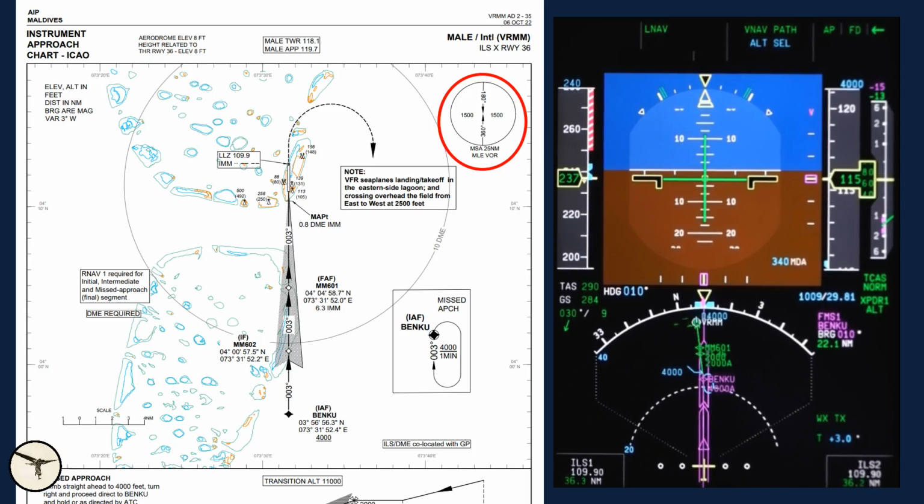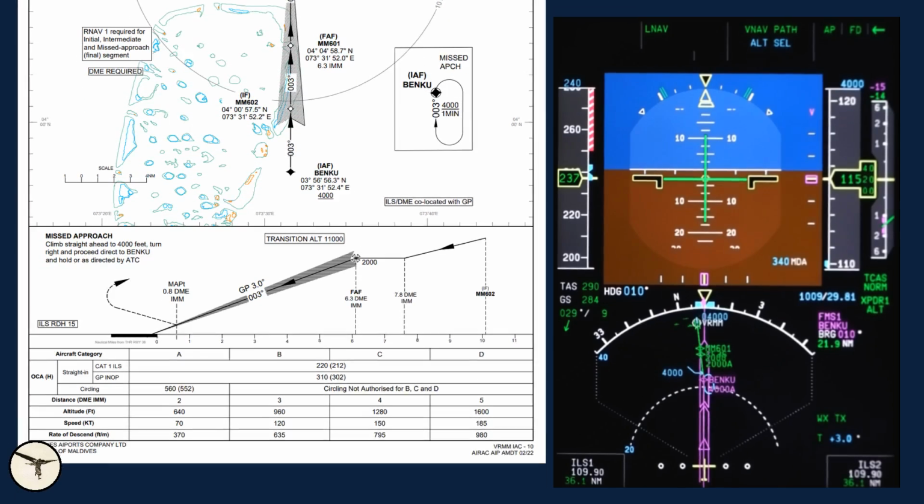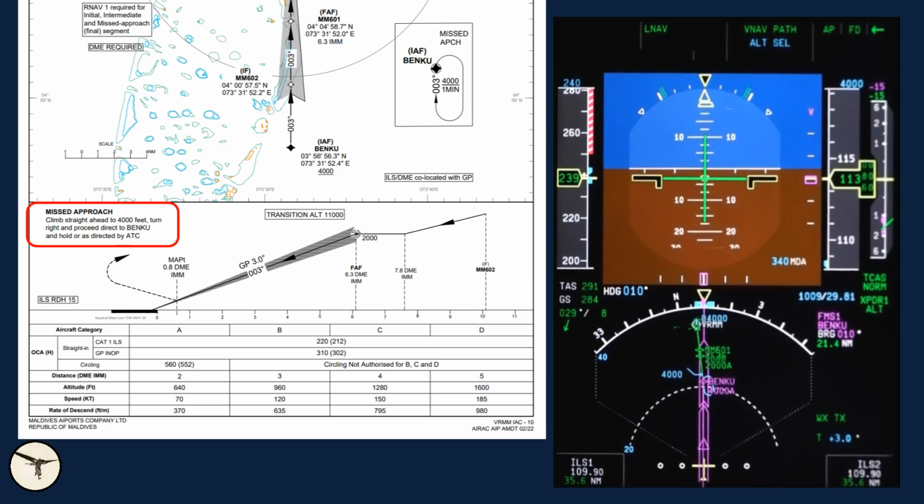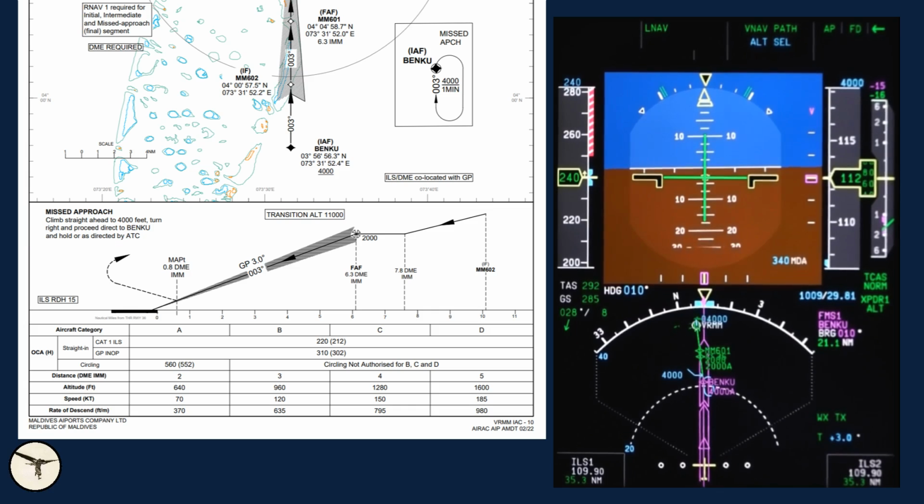MSA 1500 feet. Pilot monitoring will read DME and altitude from final approach fix to minima. Missed approach, climb straight ahead to 4000 feet, turn right and proceed direct to Benko and hold, or as directed by ATC.